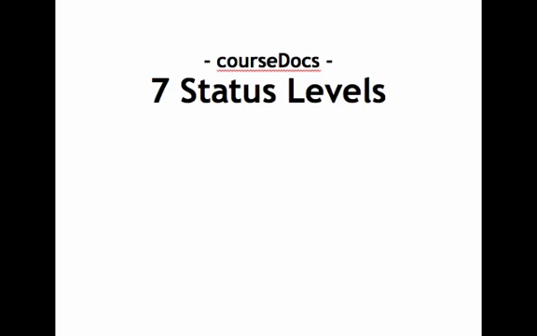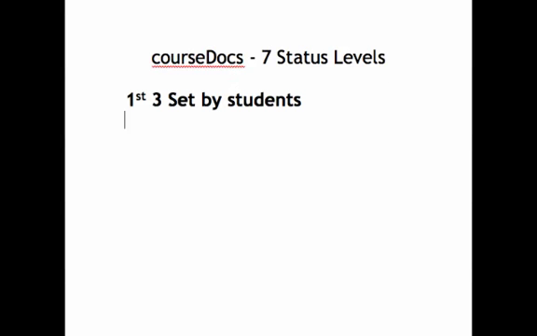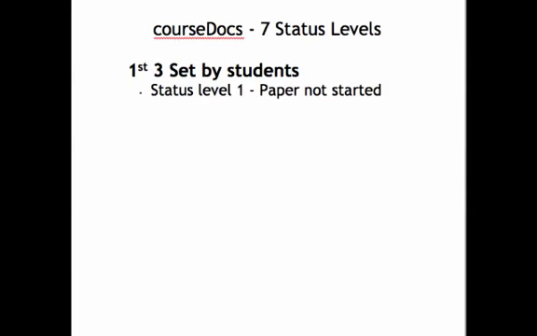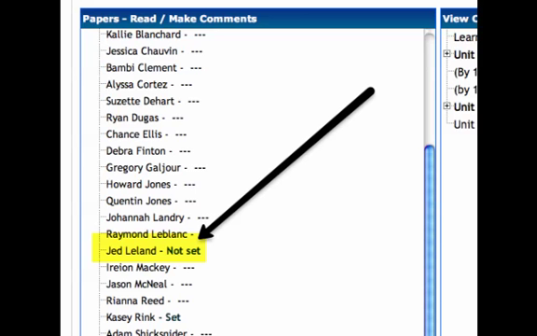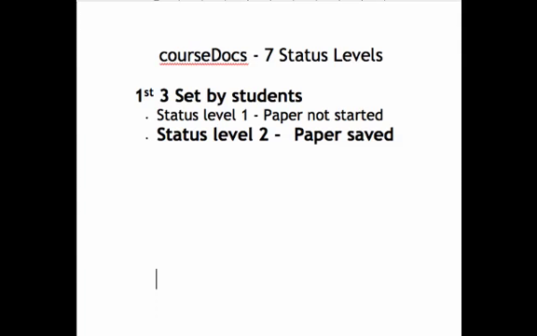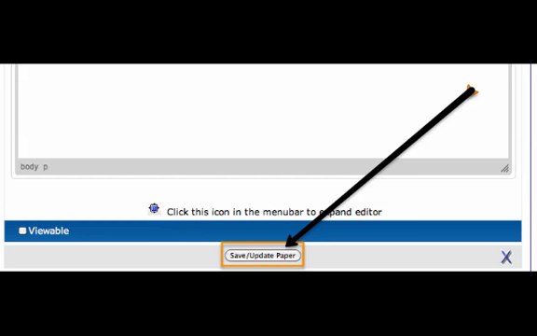Let's look at the 7 status levels inside courseDocs. The first 3 are set by students. First is the papers not started. Not started is indicated by the 3 dots in the student paper menu. The second status level is paper saved, which we can see at the bottom of the editor form.